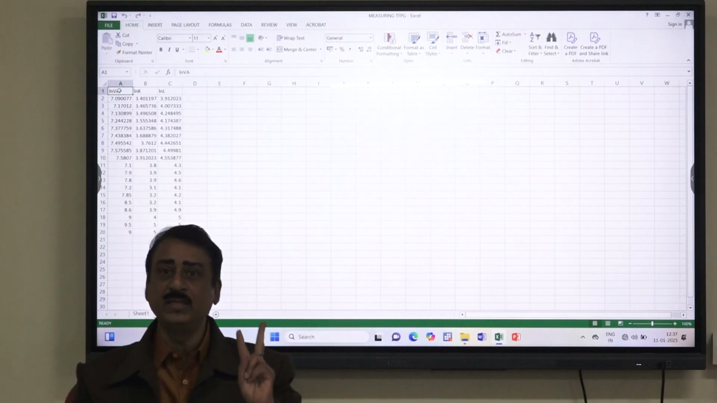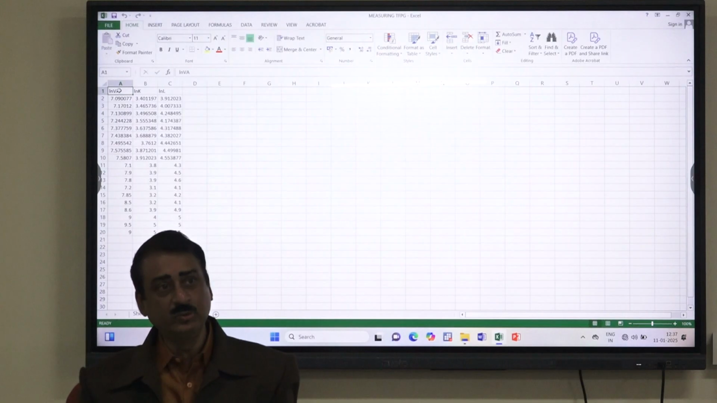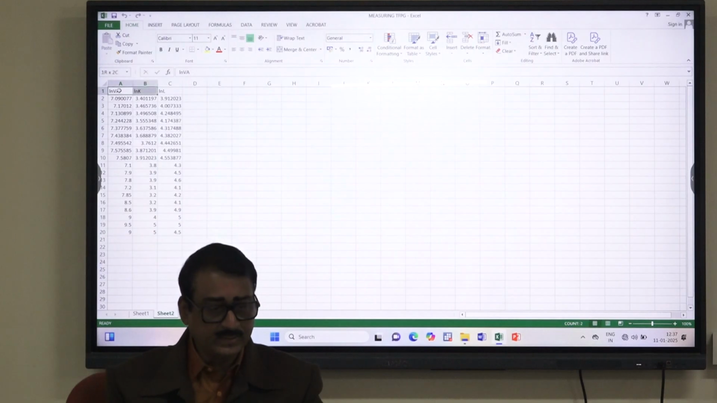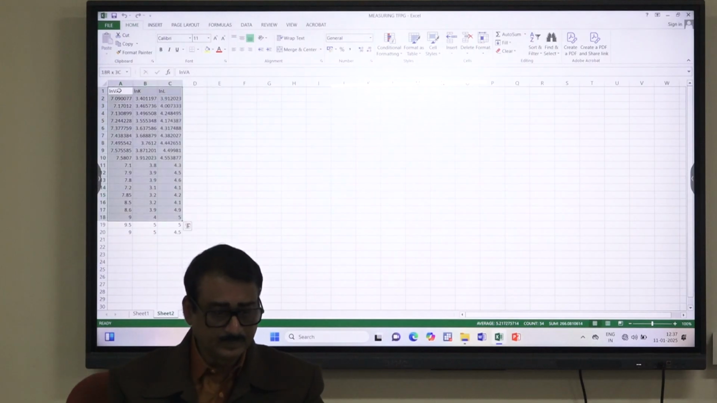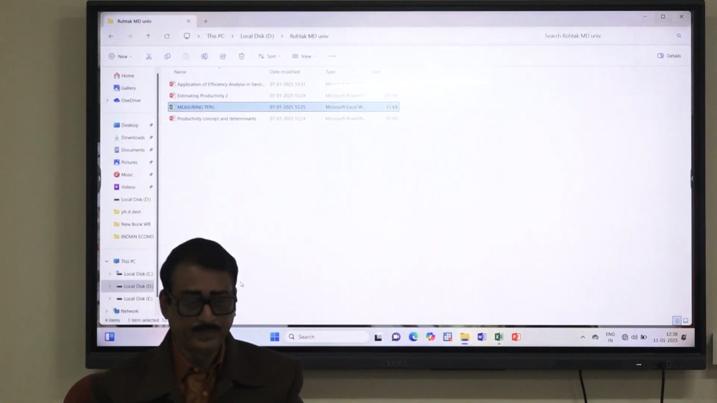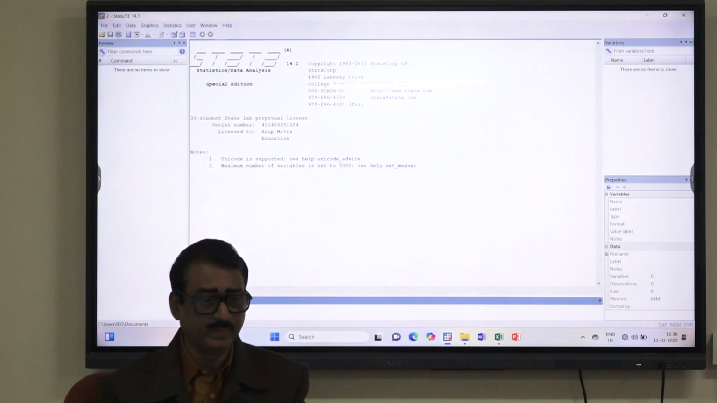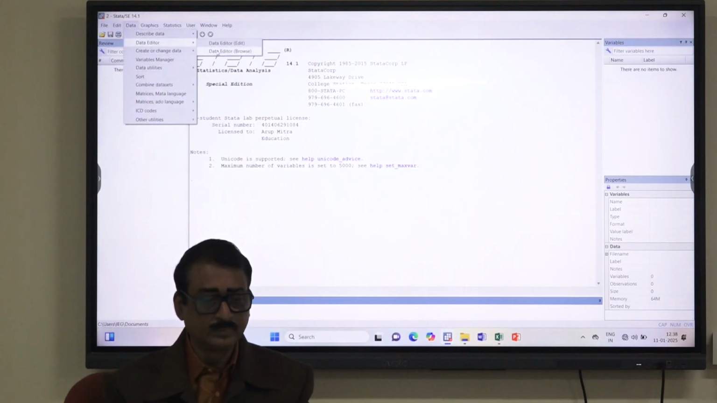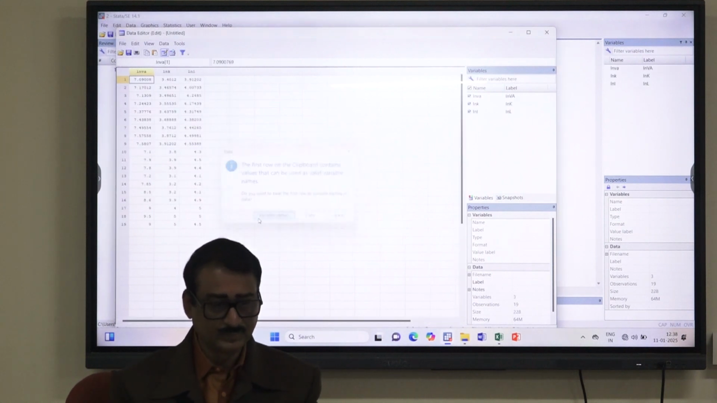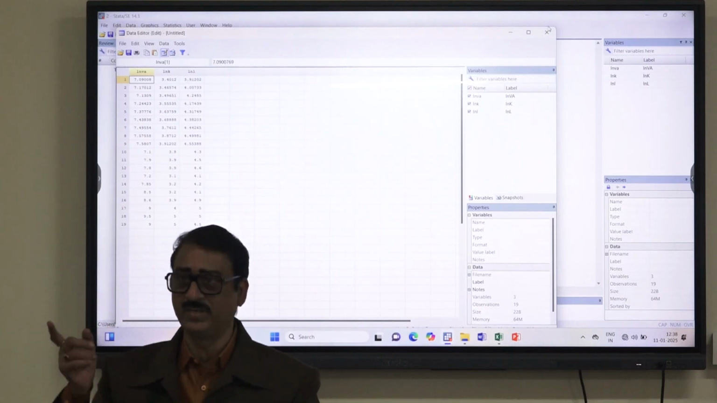So I will be assuming that there are two types of errors. One is V, which follows a normal distribution, and then there is U, which follows a one-sided distribution. So what I do, I take the data to Stata. I am following the shortcut, just copy paste. Right? So my data has come into Stata. Now I will have to apply that stochastic frontier function framework.